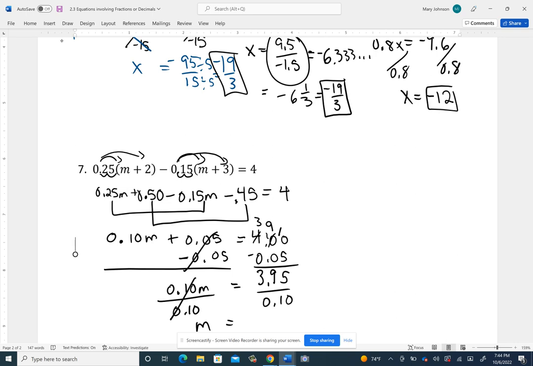Let's see. I have to do it by hand. I don't have my calculator, so let me just do one thing real quick. So I would wind up getting 39.5. You would just type that in, and you'd get that 39.5.